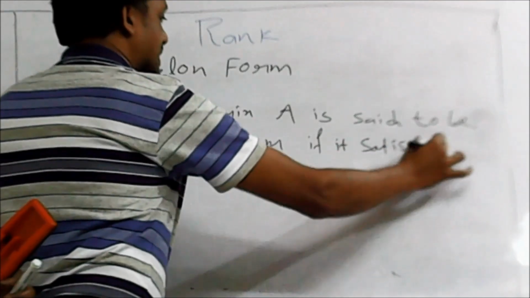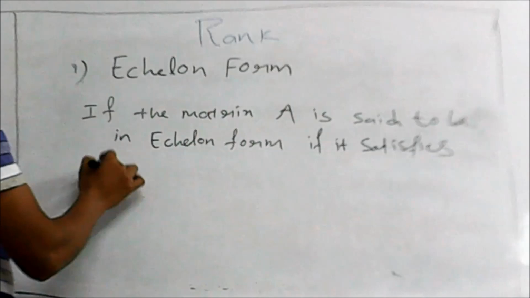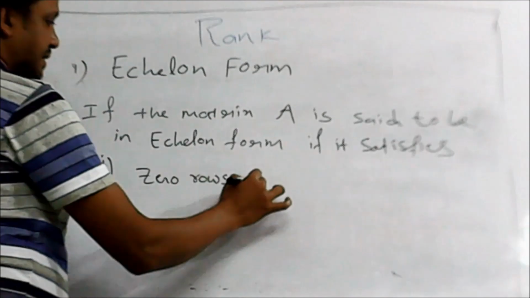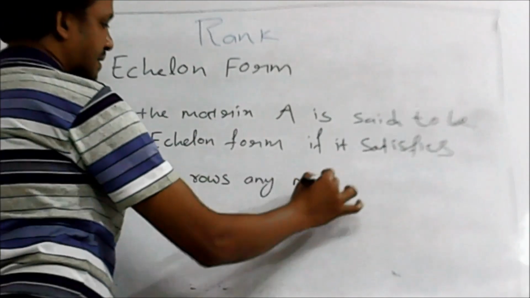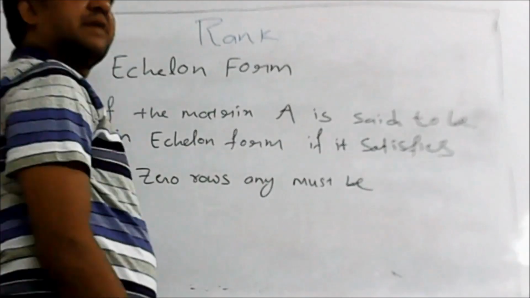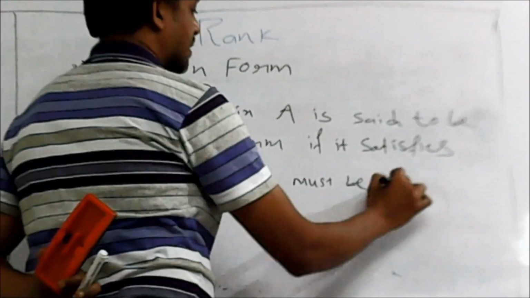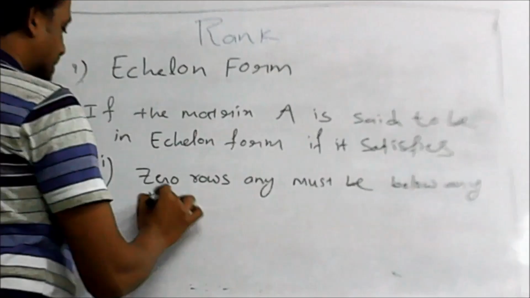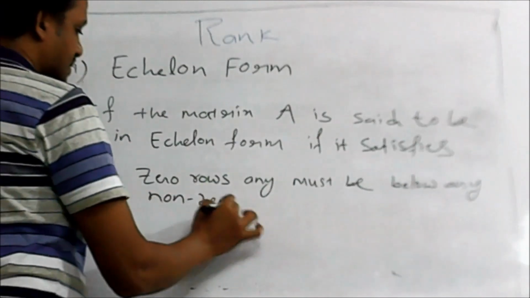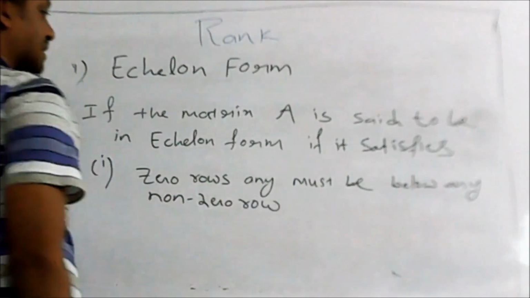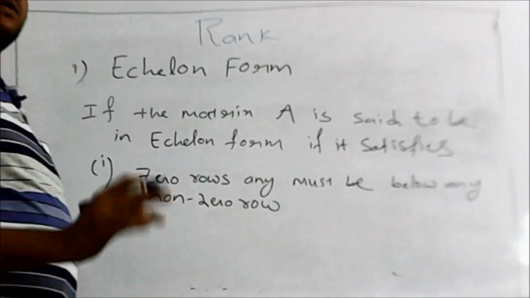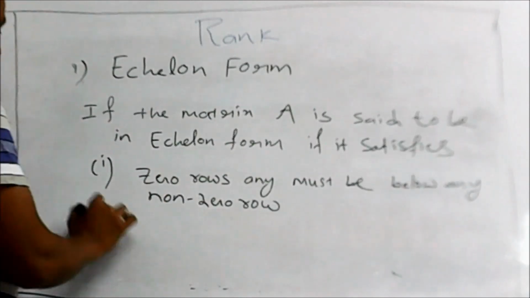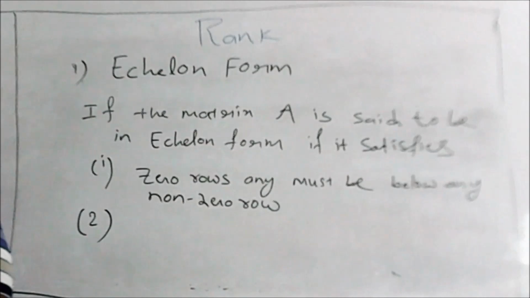So what does it have to satisfy? Two properties. First, zero rows, if any, must be below any non-zero row. Zero rows, if any, must be below any non-zero row, which means the zero row must be in the last row of the given matrix.